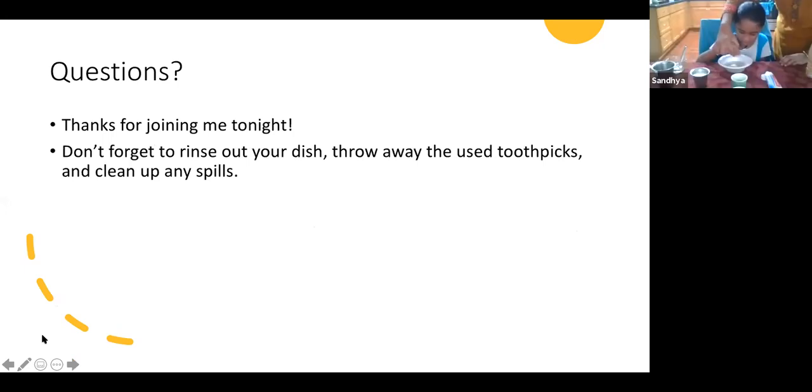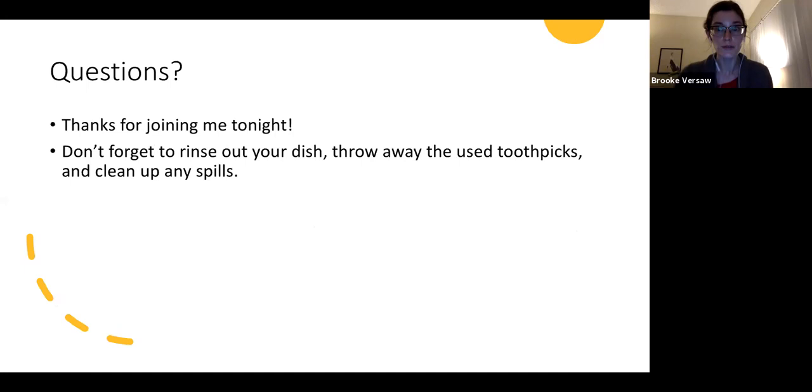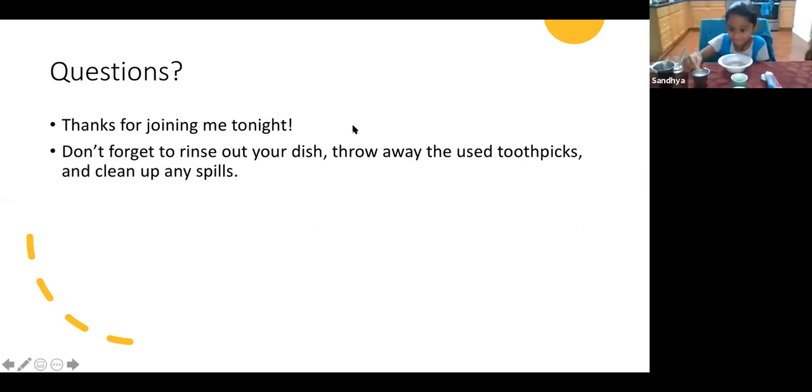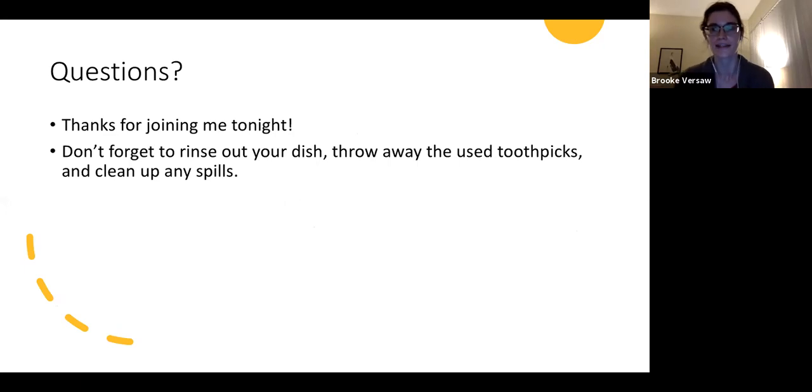And with that brings us to the end of our demo. So thank you so much for joining me tonight. Please don't forget to be a responsible lab citizen and rinse out your dish, throw away any used toothpicks, and clean up any spills. And at this time, I'd also be happy to take any questions about surface tension, about this experiment. If you can drop them for me in the chat, that'll help me answer more of them and make sure that everyone gets their questions answered.